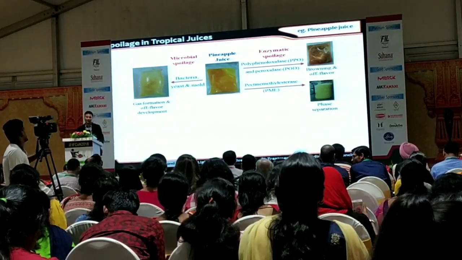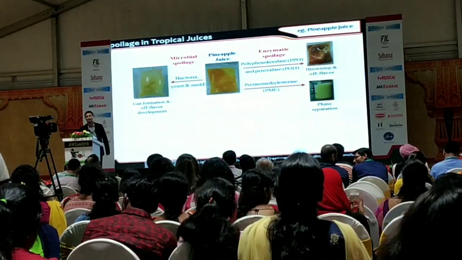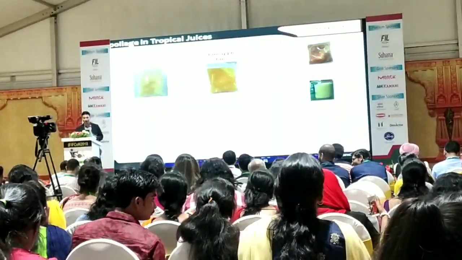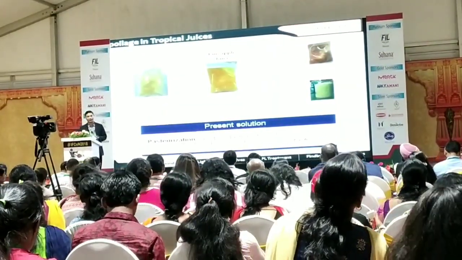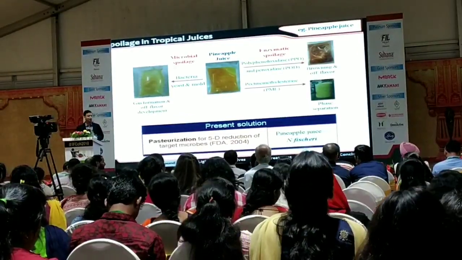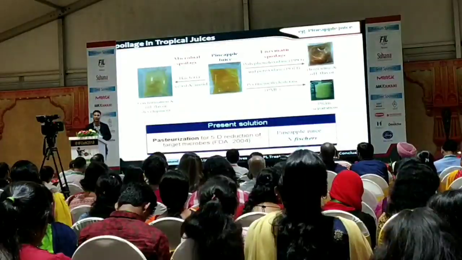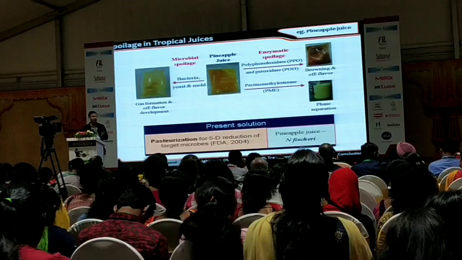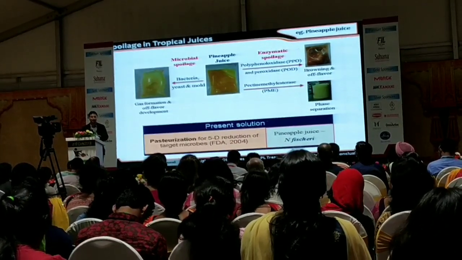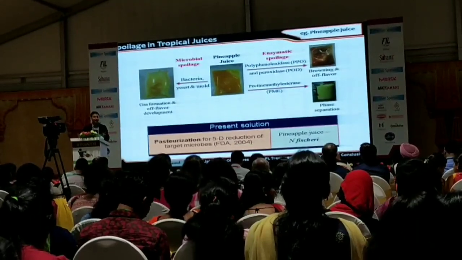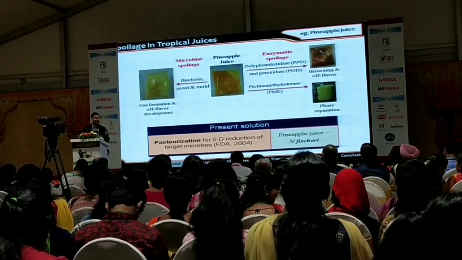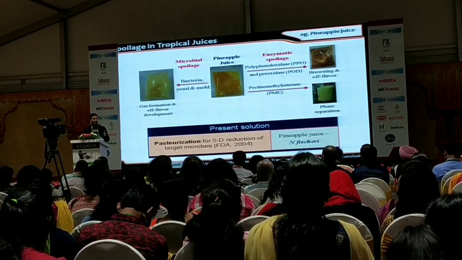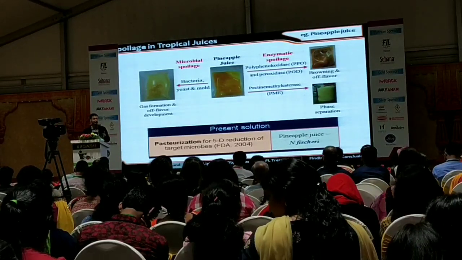So the immediate concern is that these types of spoilage limit the shelf life of the fruit juices. So what can we do? The present solution is that the FDA has recommended that we can pasteurize the fruit juices, and the condition to achieve is that the process intensity applied should give at least a 5 log reduction in the target microorganism. Defining the target entity is the most crucial thing in any type of preservation process. The definition has been revised: pasteurization is the killing of the entity which is of human health interest.